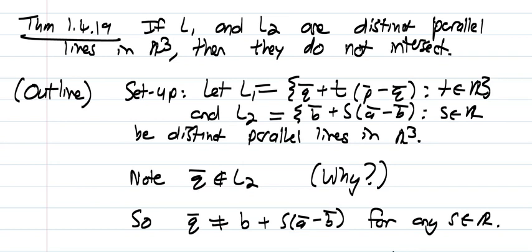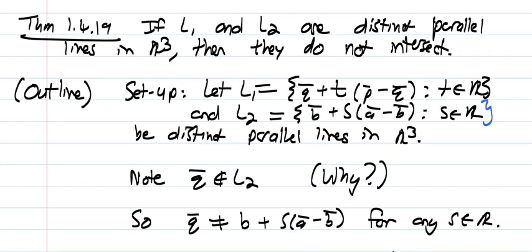So remember, a good thing with the proof is to start with a setup. So let line 1 be all of the points q plus t times p minus q, where t is a real number. So line 1 passes through points p and q. And let line 2 be a line through points b and a. So line 2 is of the form b plus s times a minus b, where s is a real number. Now, with two different lines, it's useful to use two different parameters. Let them be distinct lines in R3.